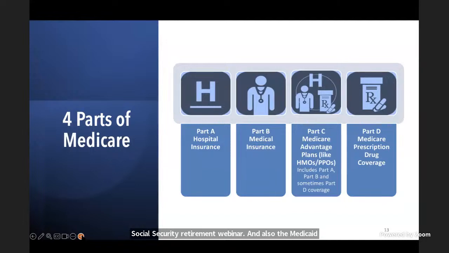So there are different parts of Medicare and they do different things, and we're going to talk about all of them. Part A is your inpatient hospital insurance. Part B is your outpatient medical insurance. Part C is what's known as Medicare Advantage, which we'll talk about briefly here in just a second. And Part D is your Medicare prescription drug coverage.